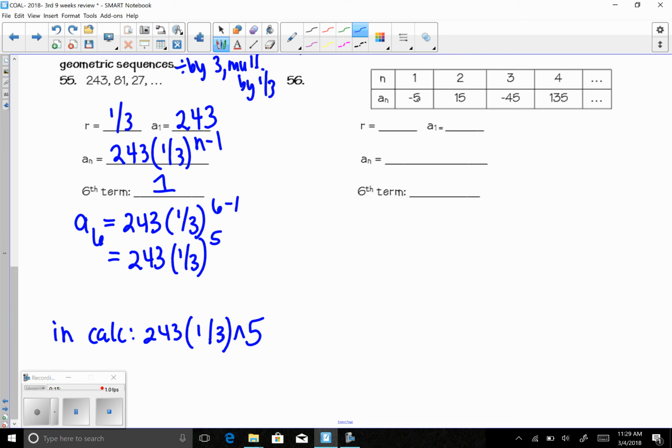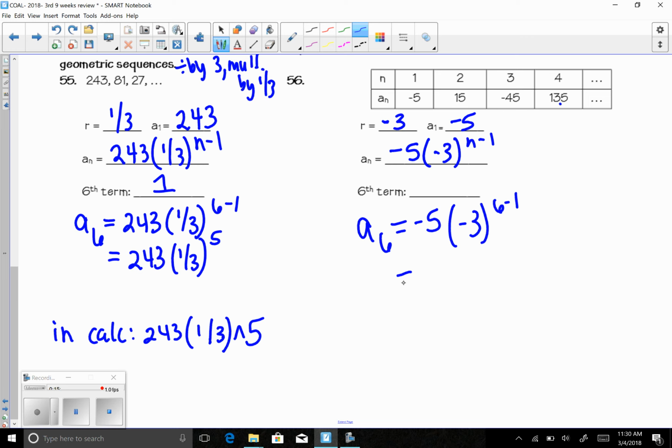All right, so number 56, I see -5, 15, -45, 135. Hopefully you guys know by now that if your sequence is alternating signs, it means that you're multiplying by a negative number. So have you figured out what it is, 5 to 15? So -3, I would check it. So r is -3. My first term is -5. So I've got -5 times -3 to the n minus 1. So a_6 is -5 times -3 to the 6 minus 1. That's -5 times -3 to the 5th.